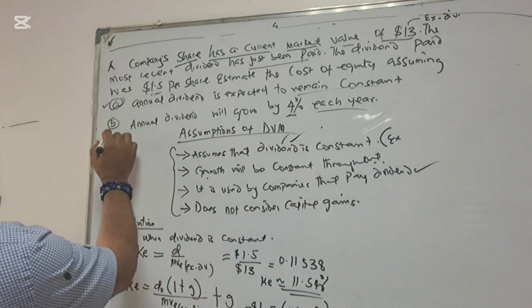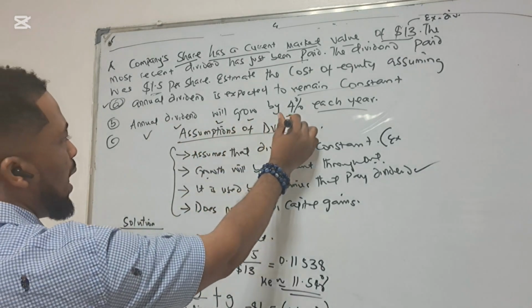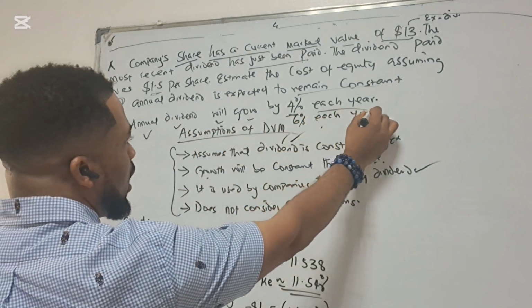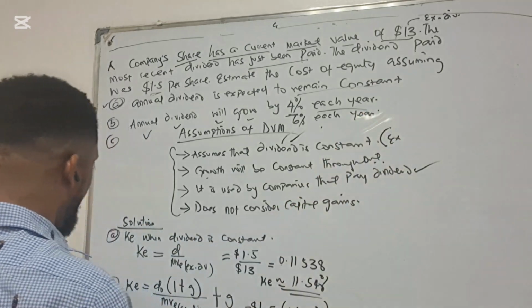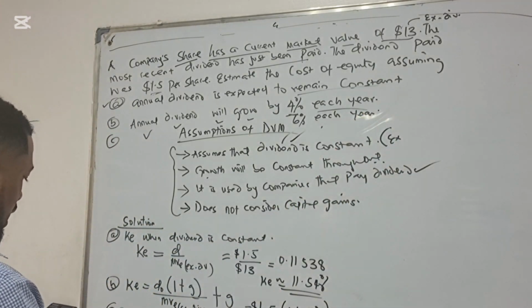All right, so I'm adding the C part here. Assume that the annual dividend will grow by 6% each year. What do you think will be the cost of equity? All right, put your answer in the comments.